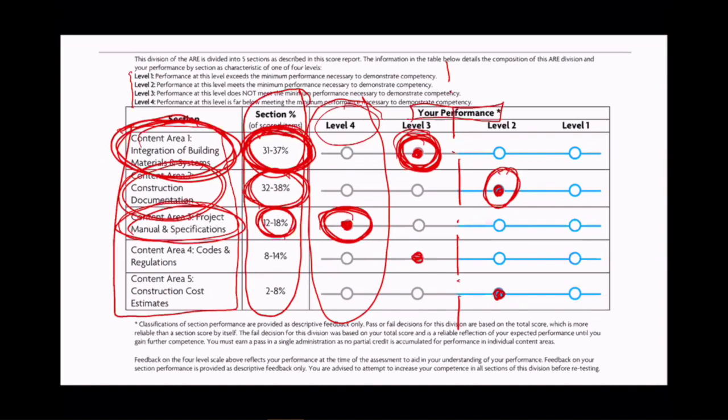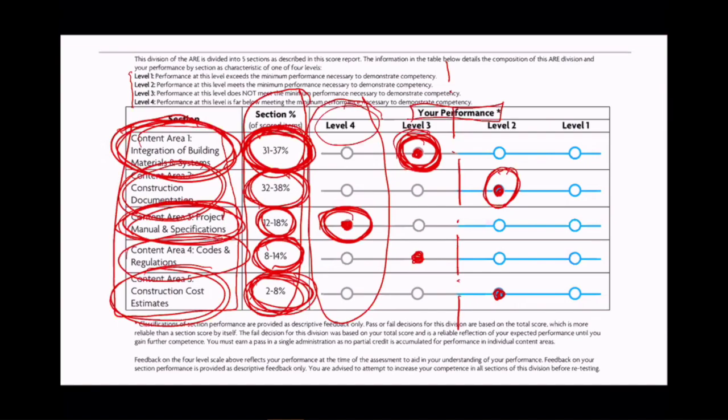And then if you look at areas 3, 4 and 5, well, you can see right here, 5 is at 2 to 8%. That's not even worth dealing with. So even if you did well or poorly, there's really nothing you're going to study with that. Yeah, you did poorly in content area 4, but man, codes and regulations, that is a lot to study for just 8 to 14% of the test. So that might not be worth studying. And we already talked about content area 3, also manual and specifications. How the hell would you study that anyway?